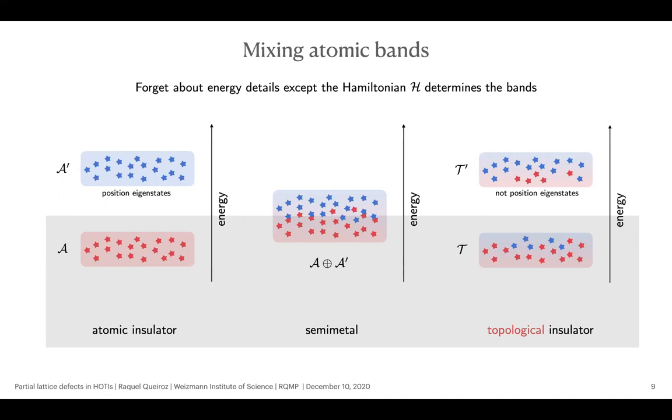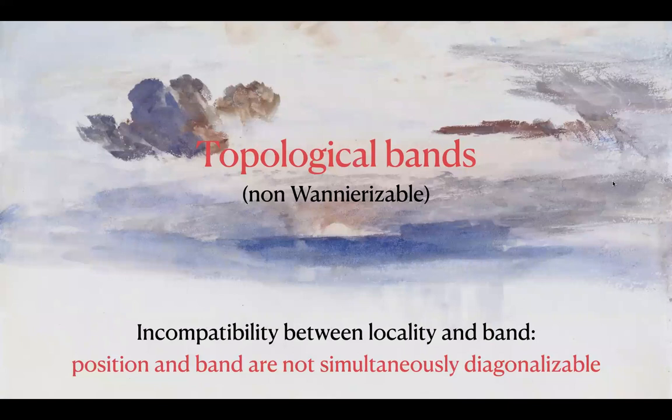So when I say that the band is topological, I'm really making a statement about locality. And I'm saying that there's some kind of incompatibility between locality and band. In particular, if I am able to construct a state which also has a well-defined position, I cannot really tell you which band I'm taking that state from. And vice versa, if I know which band I'm taking that state from, I cannot know which position it is located at.